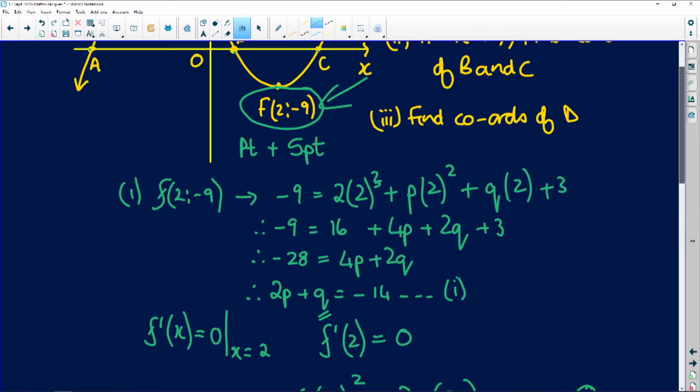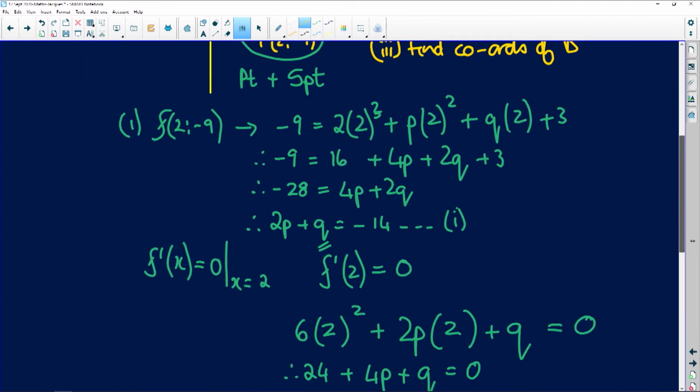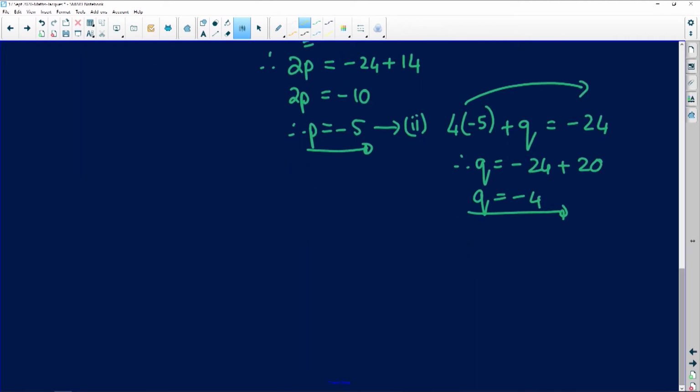The second part is very interesting. They give us the coordinate of a point, and the point that they give us, let's go to the graph. They say this point A here has now got a coordinate pair minus 1 and 0. And now they're asking us to find the other two x-intercepts. Okay, so we can go straight to our graph. We have just solved these two variables. So we know that y is equal to 2x cubed.